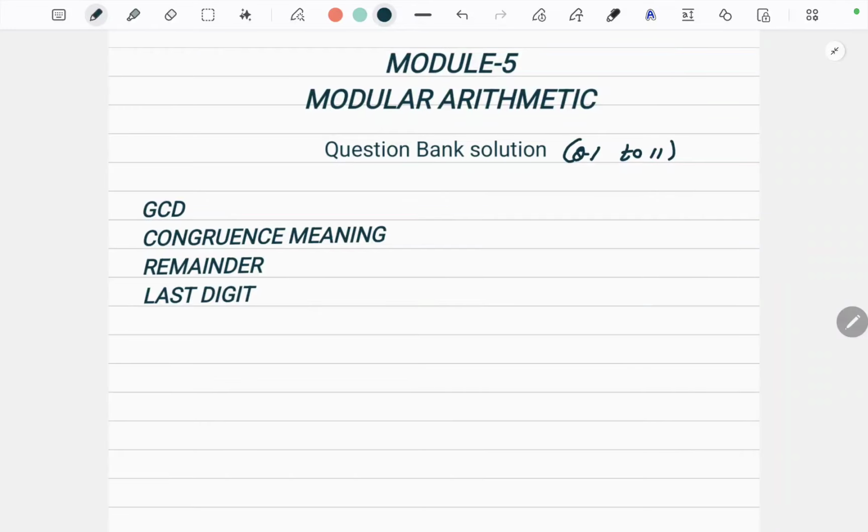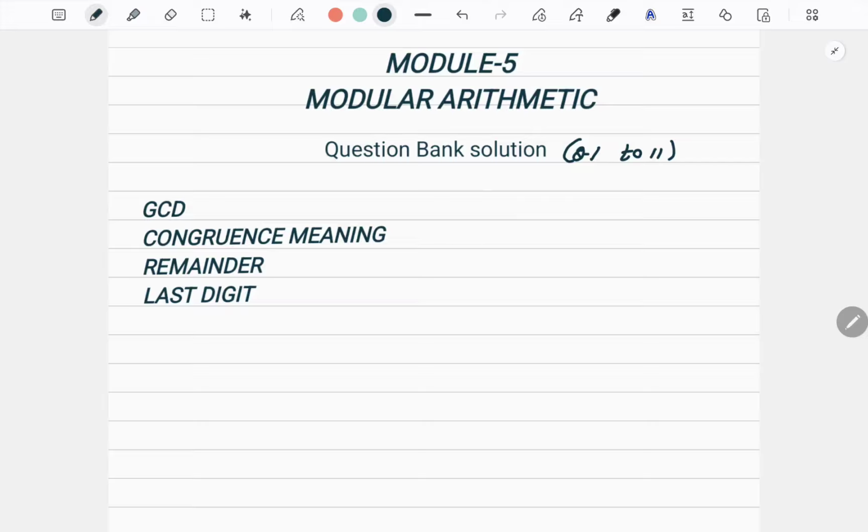In this video, I will be discussing the question bank on module 5, that is modular arithmetic. So here we will be solving the question bank questions, and in very short I'll tell you the concept. For the detailed concept, in the same playlist I am attaching the videos where you can see the proper explanation of each concept with some extra questions. So go through that before doing your question bank also.